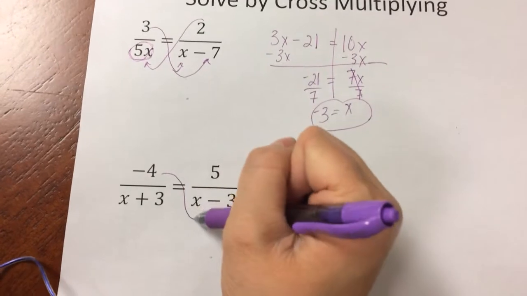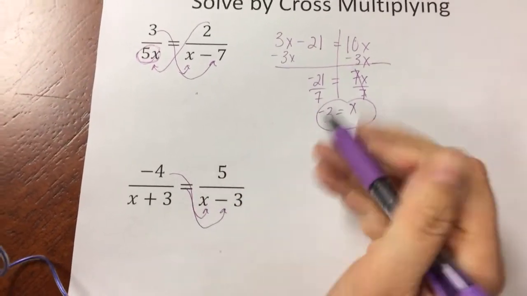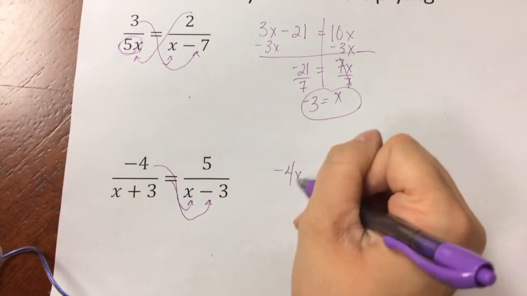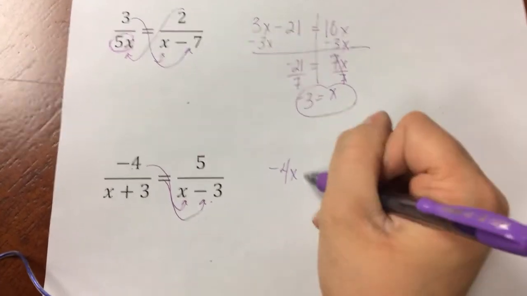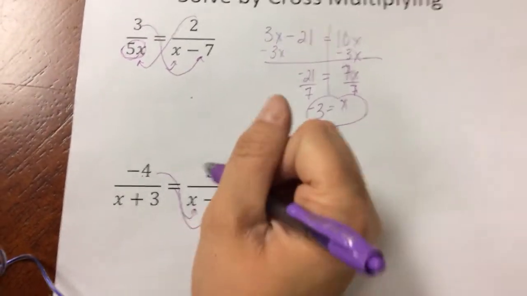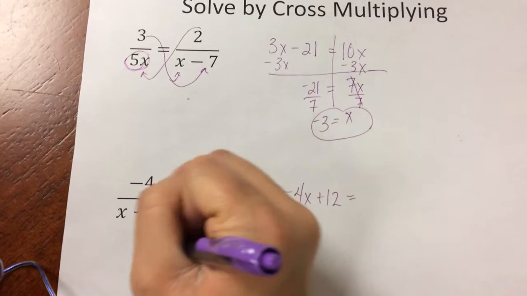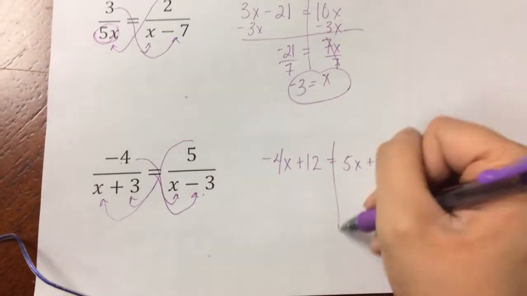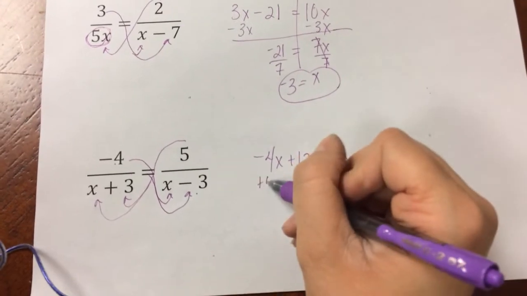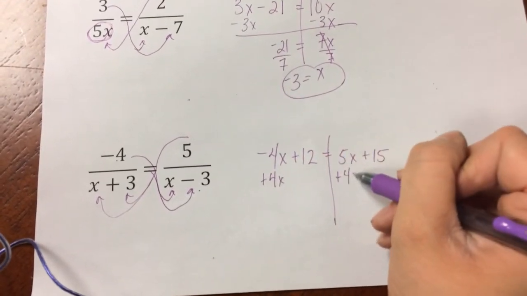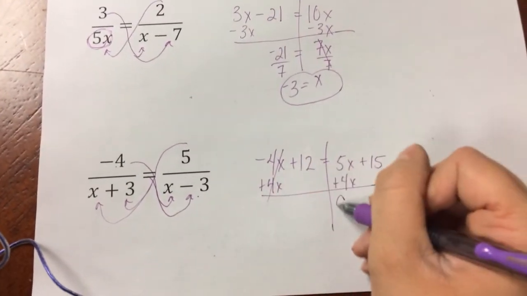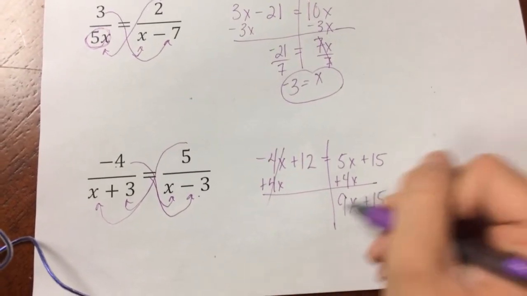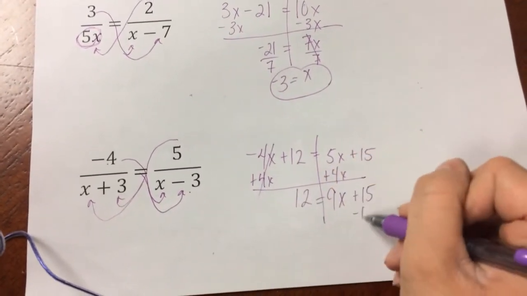Here we're going to distribute. Be careful that you are distributing a -4. So -4x, negative times a negative makes a +12. Distributing the 5, we get 5x plus 15. I'm going to add the 4x to move him over. Gives me 9x. Subtract the 15.